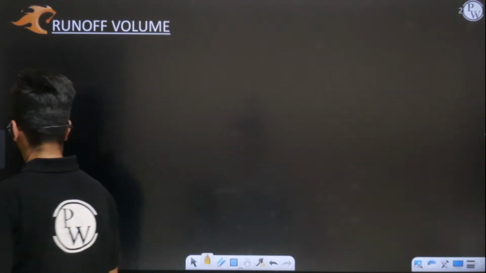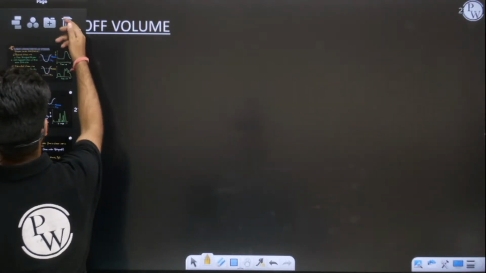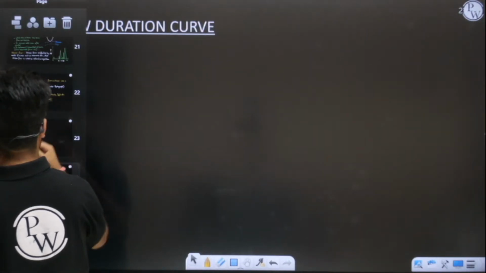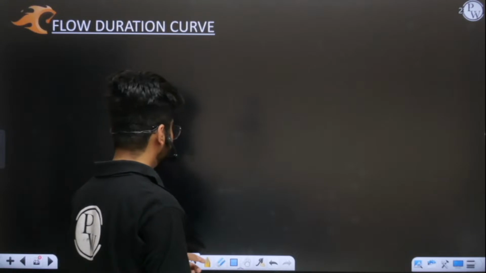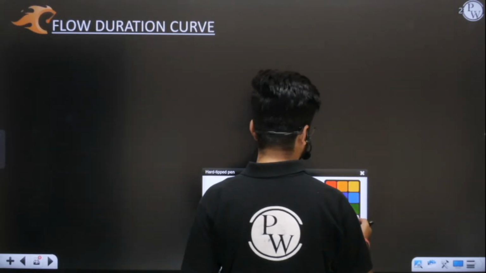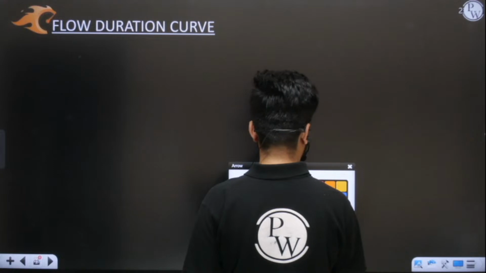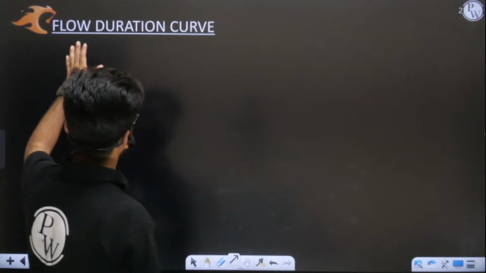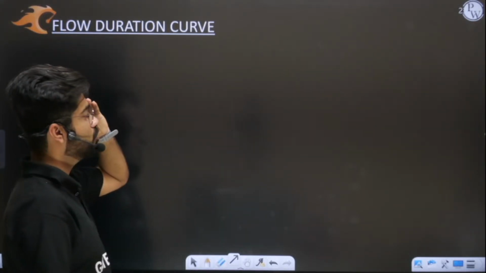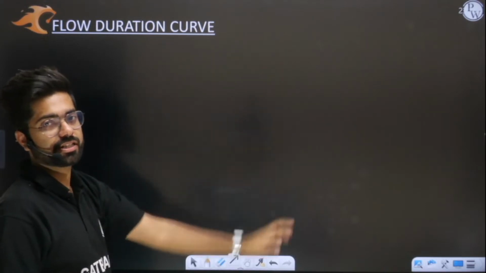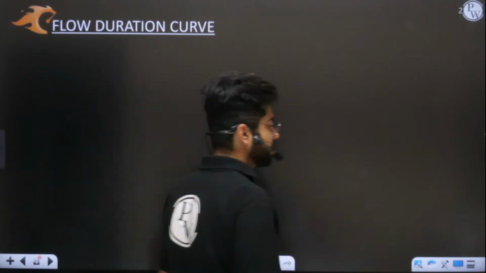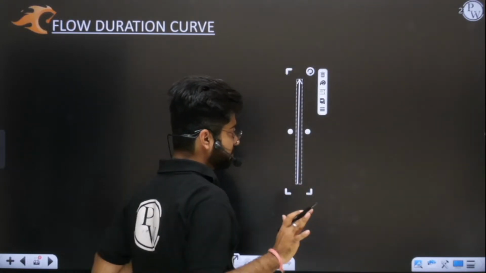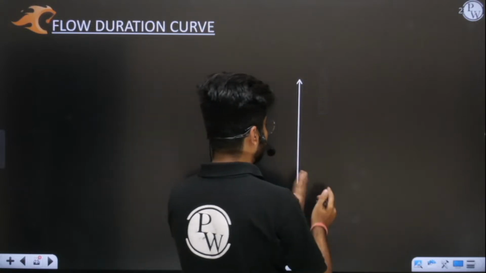Now we'll discuss the flow duration curve. As the name suggests, flow means discharge, and duration means what percentage of times that flow has been equaled or exceeded. Let us try to understand this very clearly. Listen. Let us say we will have a graph of flow versus duration.